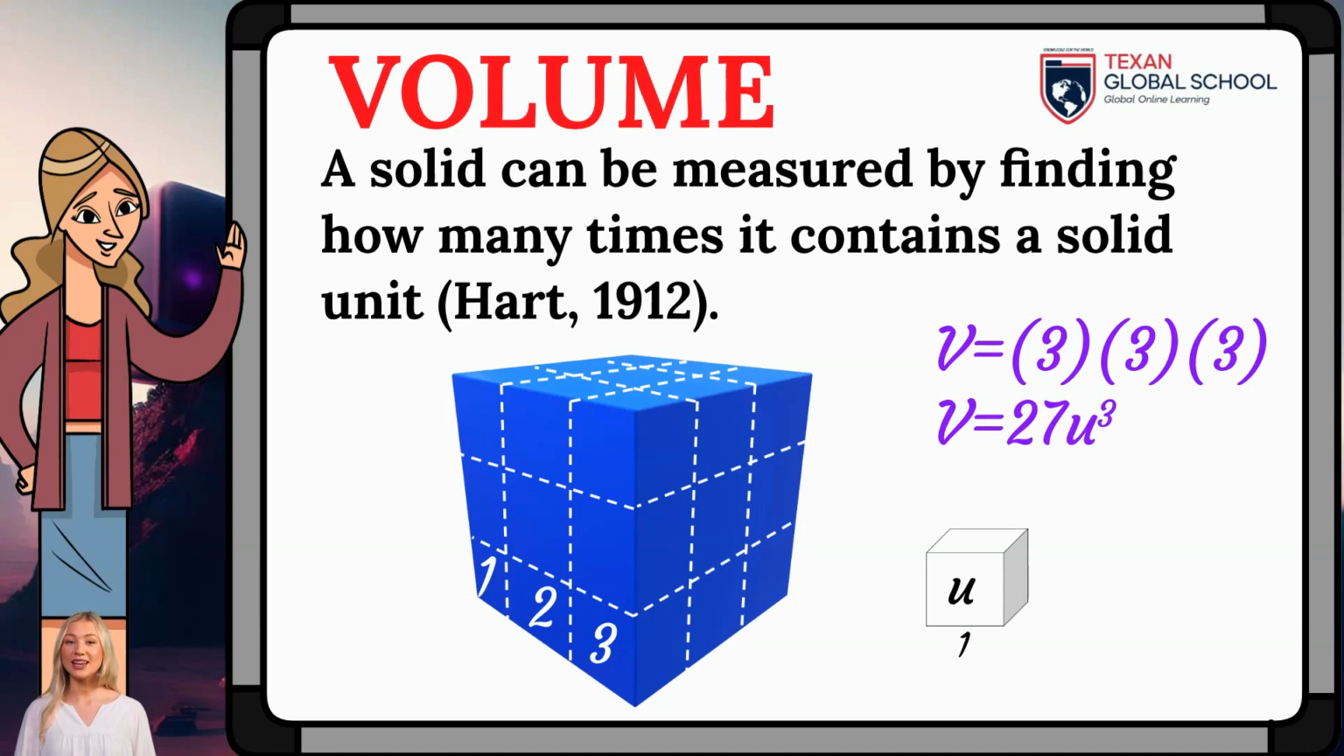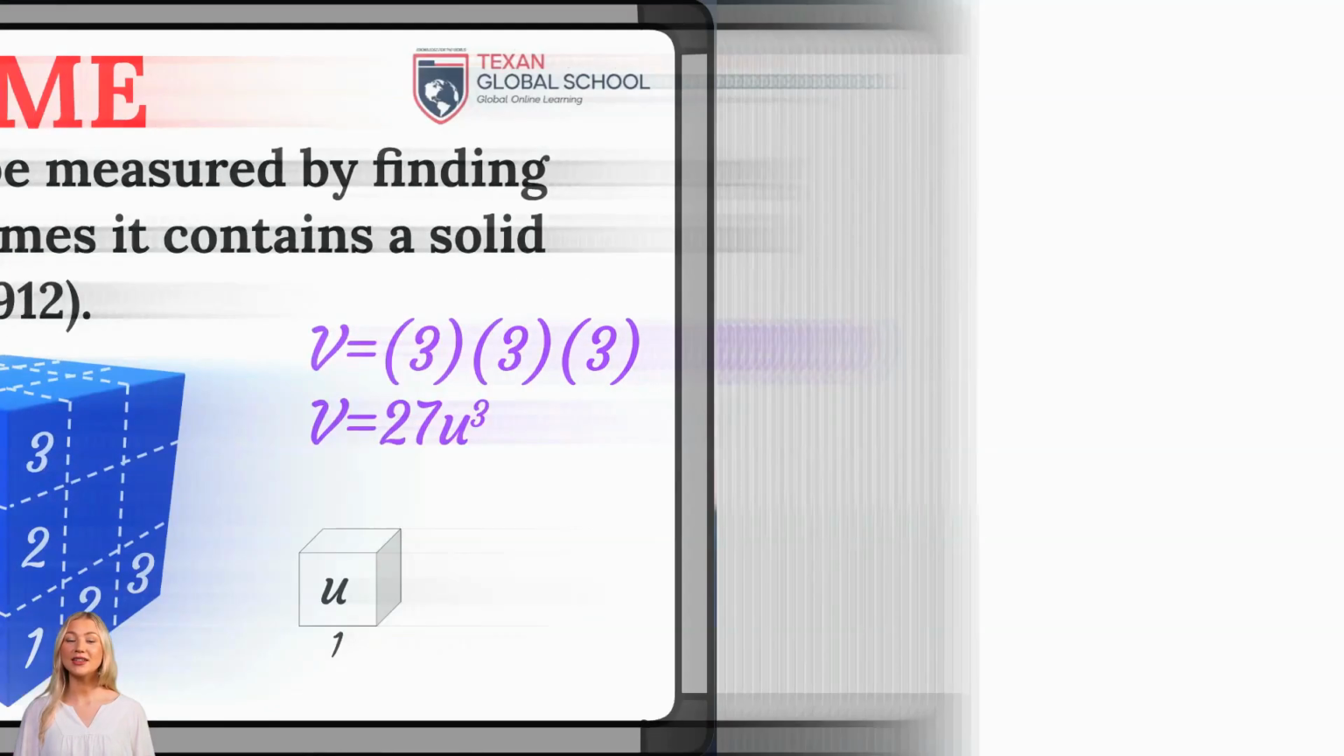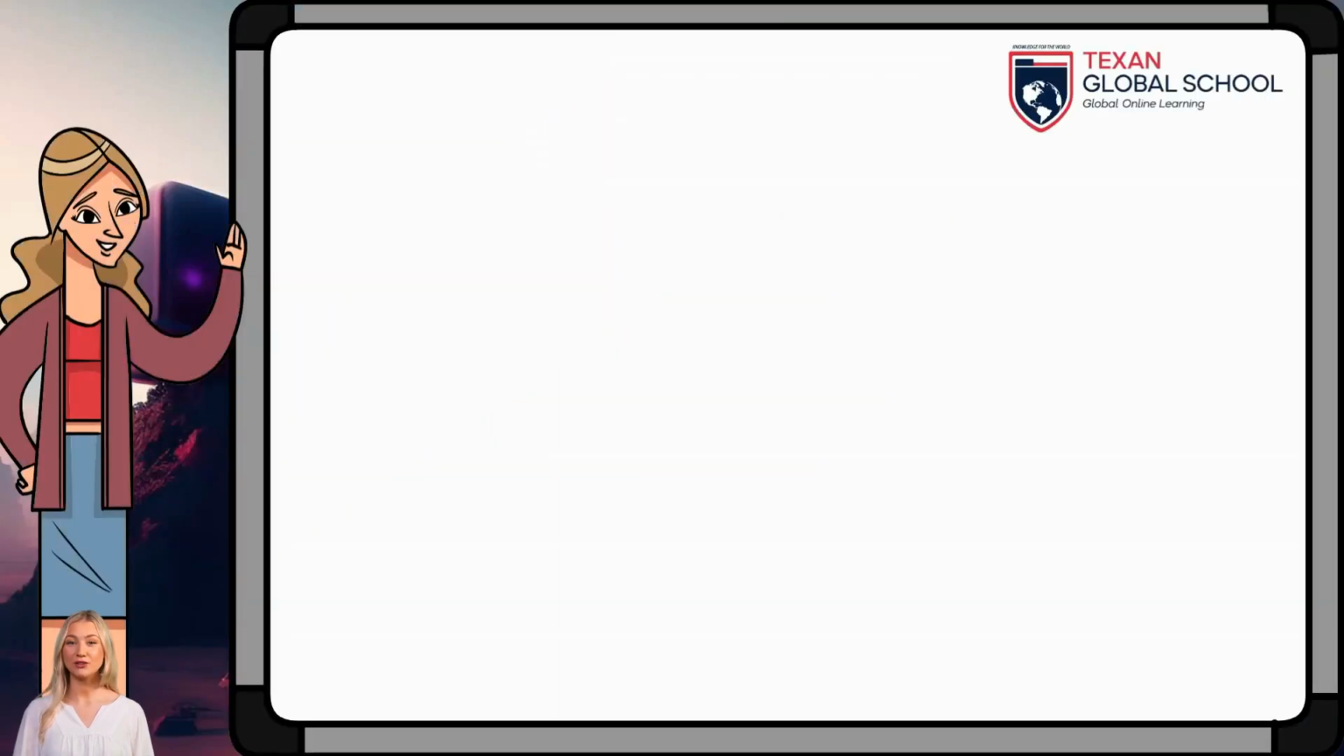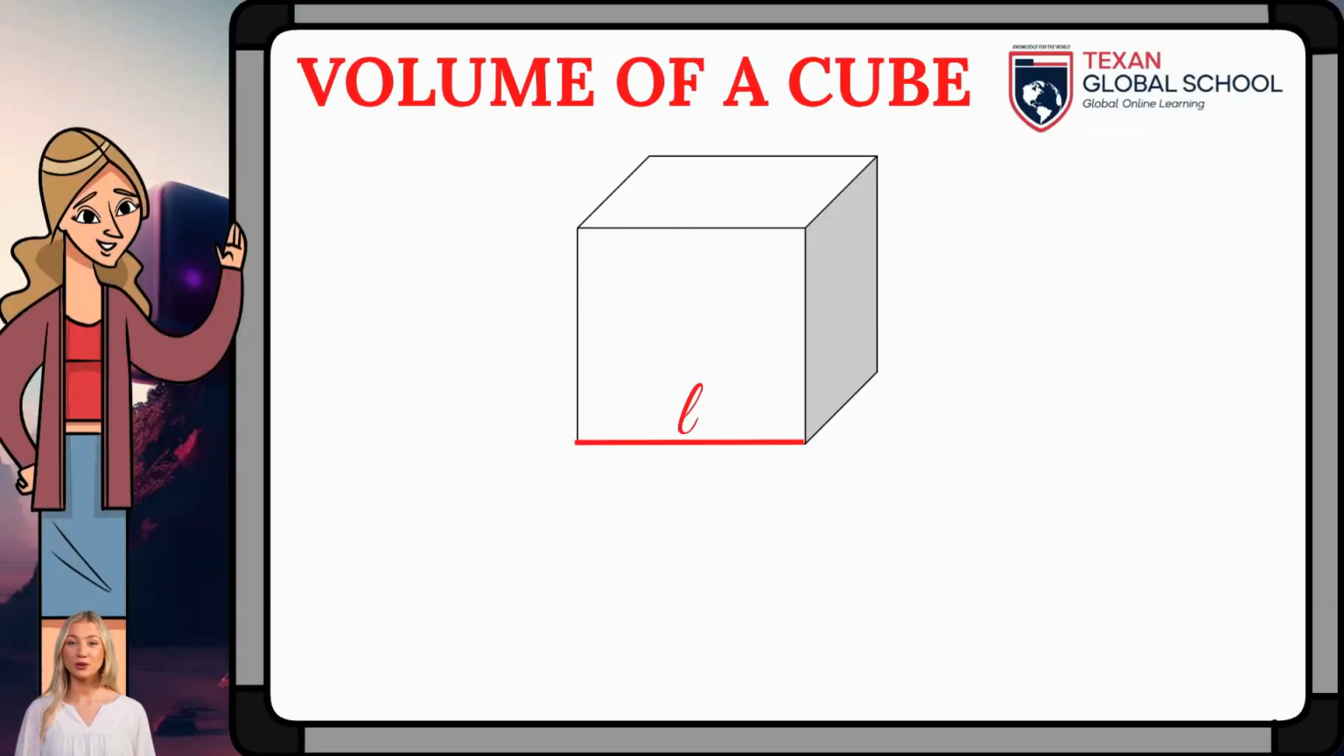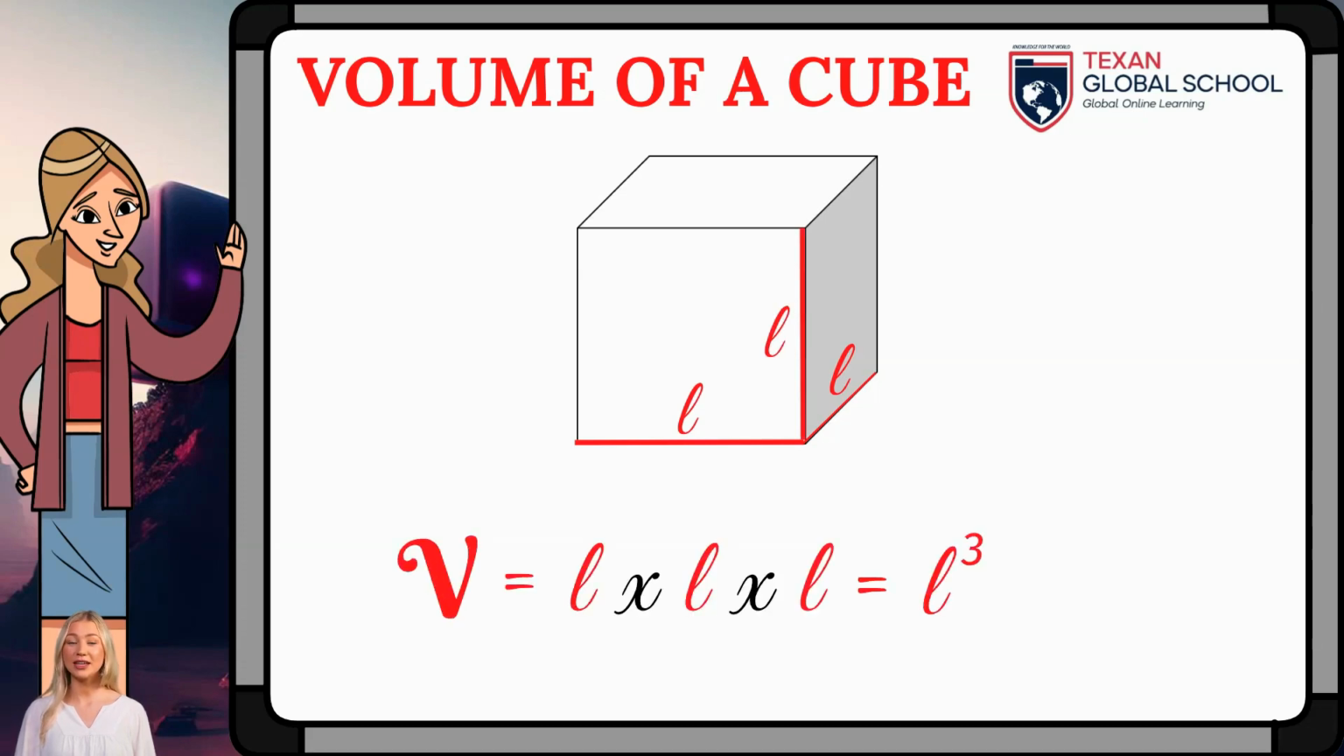3 units of length times 3 units of width times 3 units of height. Essentially, the volume of a cube can be calculated by multiplying length times width times height, or simply by cubing the side.